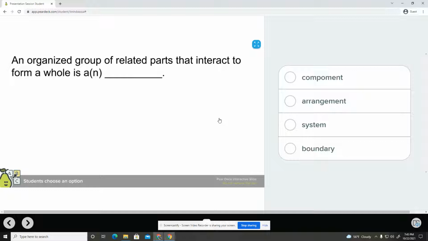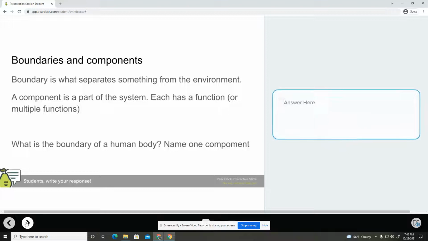An organized group of related parts that interact to form a whole is, again, a system. A boundary is what separates something from the environment. That's a very important concept because we define the boundary. The entire thing of the system is a man made construct. And the components are parts of the system, but again, they're defined by us. Each one has to have a function, even if it's a place saver, it still has a function.